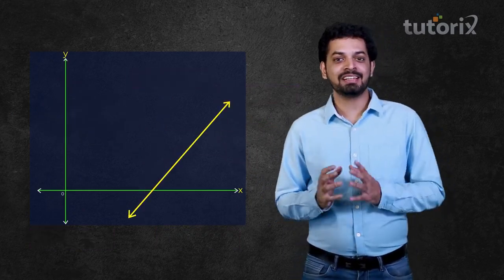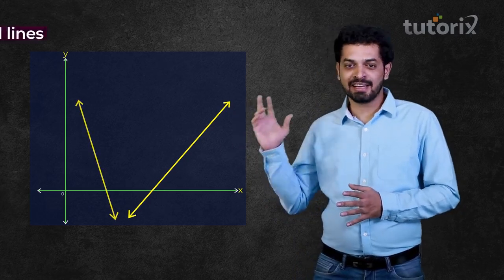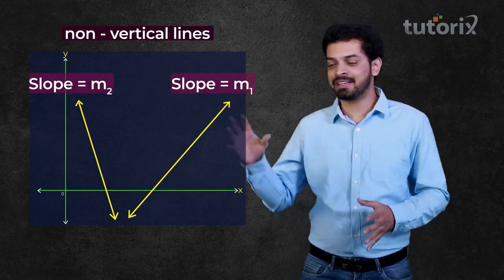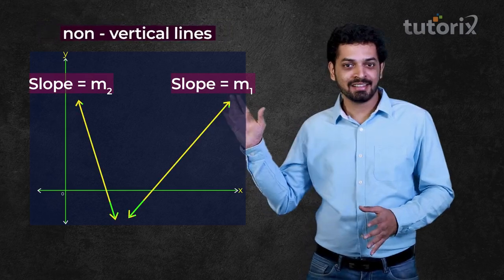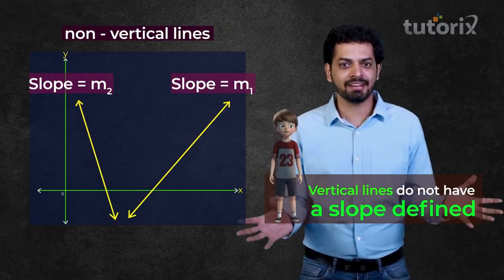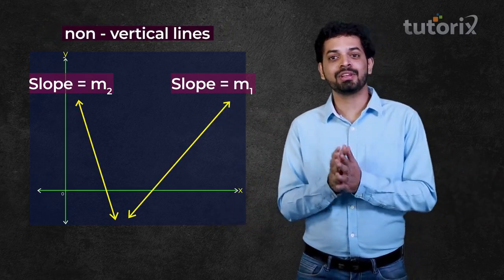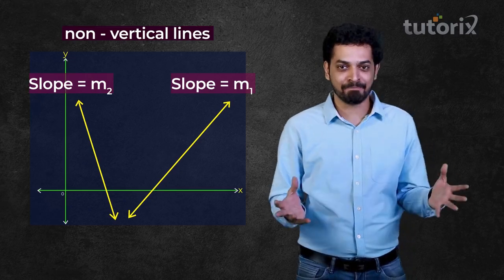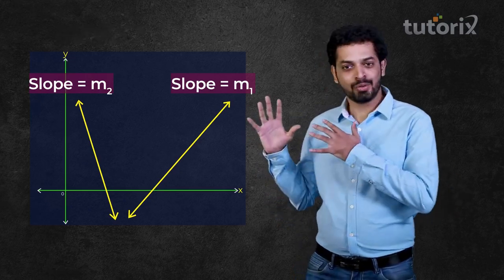Now moving forward, let's say we are given two non-vertical straight lines here, whose slopes are m1 and m2. Now why are we stressing on this particular word non-vertical? Because vertical lines do not have a slope defined. That is why, right? So whenever you're given that a line has a slope m, you should assume that that line is non-vertical, right? So anyways, we have two lines here.